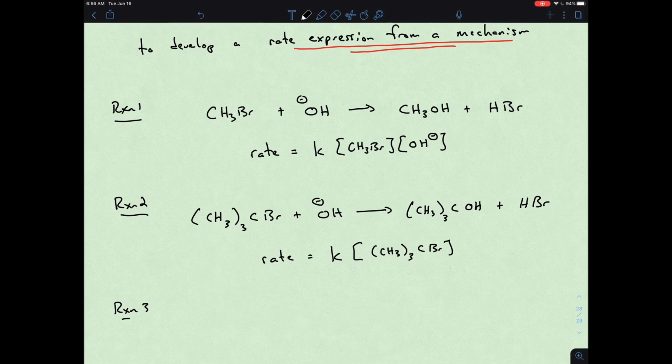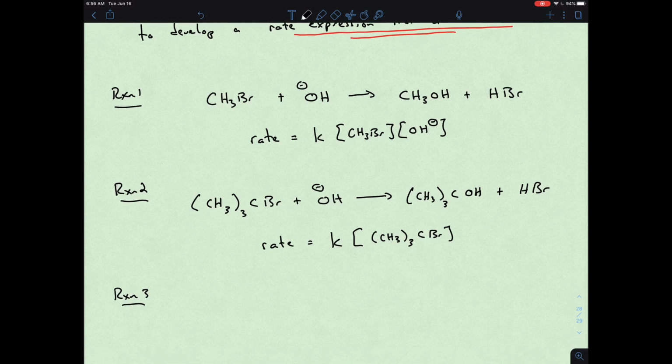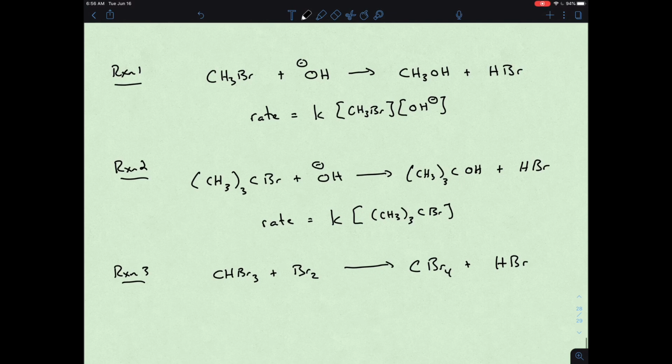And then we have reaction 3, which definitely looks a little bit different than the others, but seems like we're doing similar chemistry. We're just swapping one element for another. Here, swapping a bromine for a hydrogen atom. And we find the rate expression for this is equal to little k times CHBr3 to the first order, and then we have our bromine to the half order.